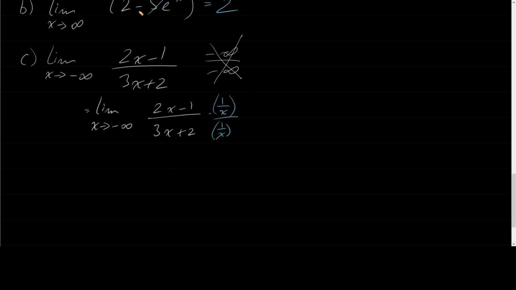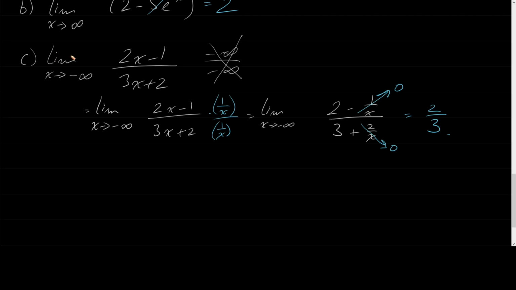And what we get now is the limit as x goes to negative infinity of 2 minus 1 over x over 3 plus 2 over x. And now, as x goes to negative infinity, this piece right here goes to 0, that piece goes to 0, so overall, we end up with just 2/3. Right?